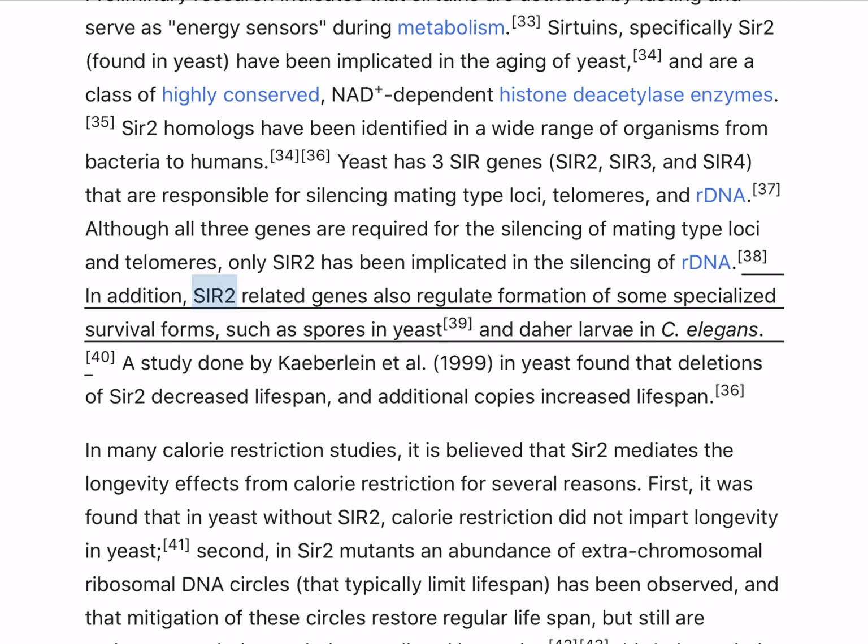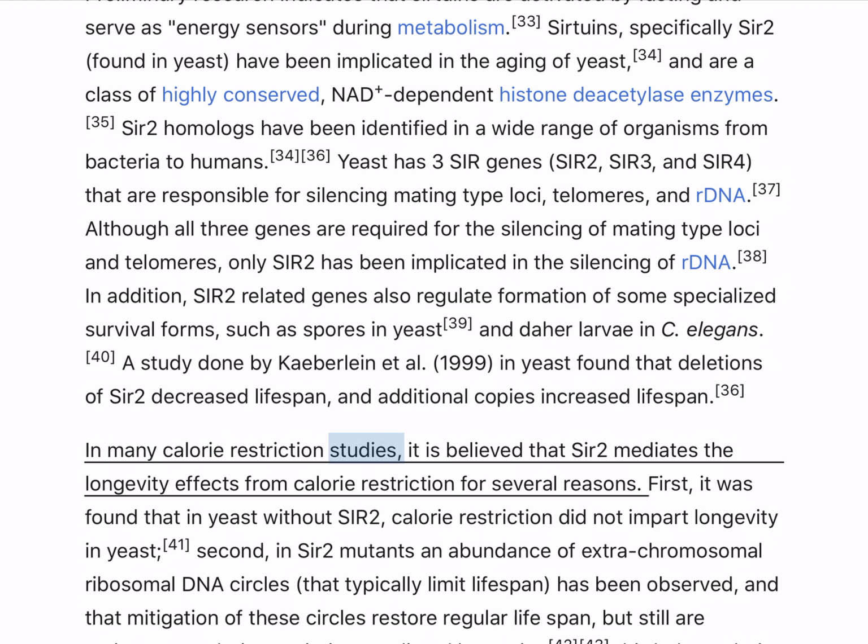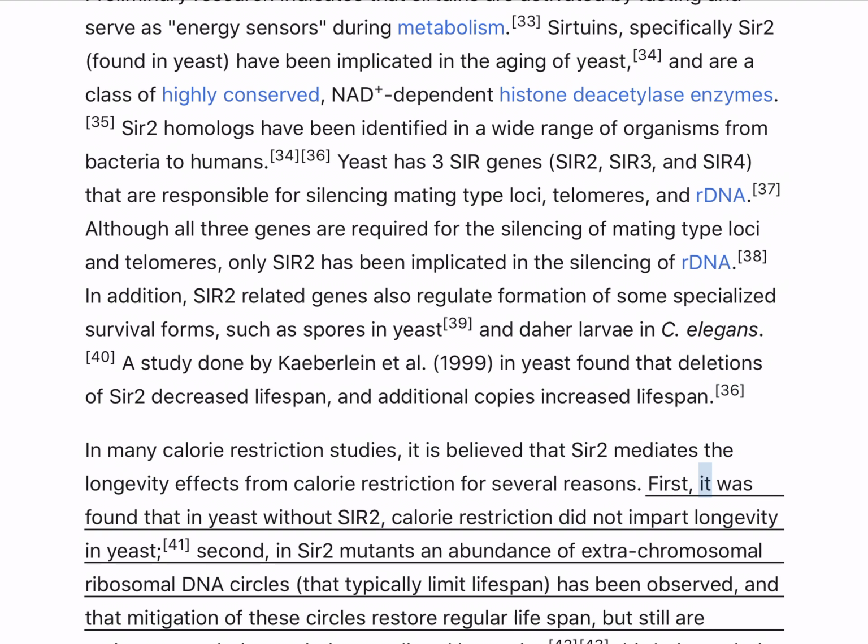In addition, SIR2-related genes also regulate formation of some specialized survival forms, such as spores in yeast and dauer larvae in C. elegans. A study done by Kaeberlein et al. 1999 in yeast found that deletions of SIR2 decreased lifespan, and additional copies increased lifespan. In many calorie restriction studies, it is believed that SIR2 mediates the longevity effects from calorie restriction for several reasons. First, it was found that in yeast without SIR2, calorie restriction did not impart longevity in yeast.